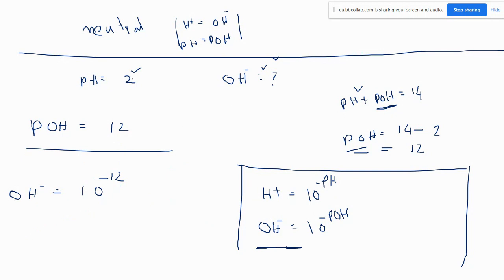Suppose we have the pH equal to 2.5, and the pOH will be how much? 11.5. Now you have to calculate. The calculator will give you the answer. Don't write 10 to the power minus 11.5. Calculate it, and it will give you the answer.